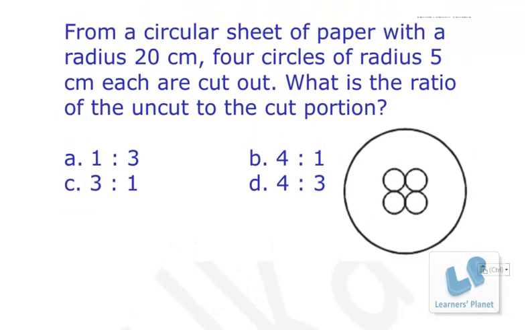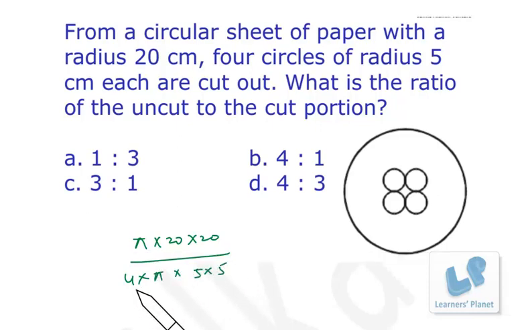From a circular sheet of paper with a radius of 20 centimeter, 4 circles of radius 5 centimeter each are cut out. What is the ratio of the uncut to the cut portion? Okay, so to make the problem simple, I just find out the area of the entire circle and the area of these 4 circles. So area of this entire circle is pi into 20 into 20, and the area of these 4 circles is 4 into pi into 5 into 5, right?